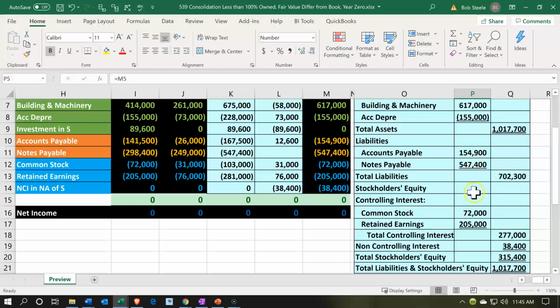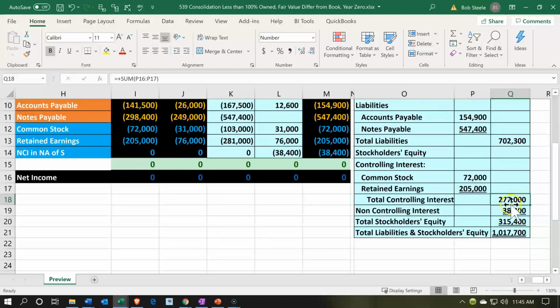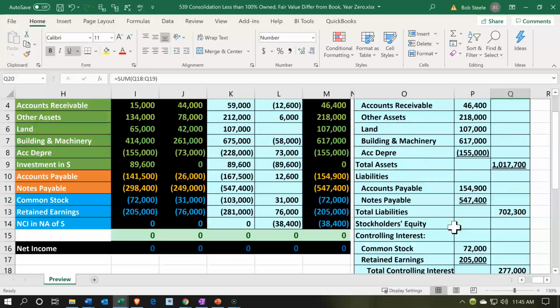But then you want to break out who has claim to those assets, and you can think of that kind of in the liquidation process. Well, if the company was to liquidate, for example, then you would think the controlling interest has claim to basically the 277, and the non-controlling interest the 38.4, and that's going to give us the total of the 315, which of course is the assets minus the liabilities.